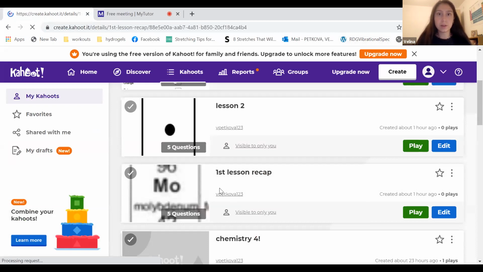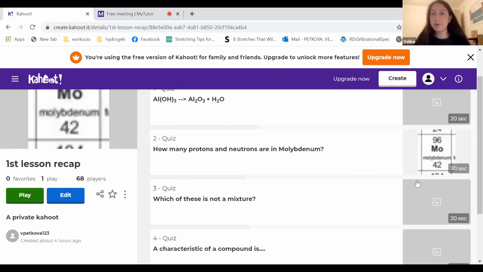Let me just take it out. So, how many protons and neutrons were in molybdenum? We can see here 96 is our mass number, 42 is our proton number. So therefore we're going to have 42 protons and we're going to have 54 neutrons, because 96 take away 42 is 54.